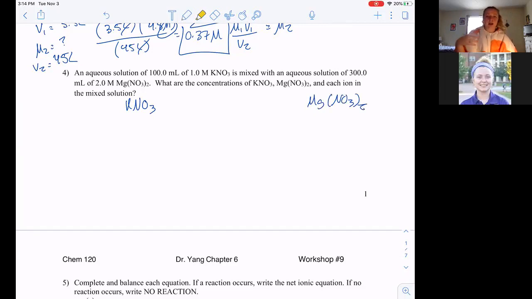Overall, what we're trying to find, because we're mixing these two things together, we're making an aqueous solution. The new molarity that we're trying to find is of NO3. What's the concentration of NO3? Because that's the only thing they have in common. So that's what this solution is going to be of.